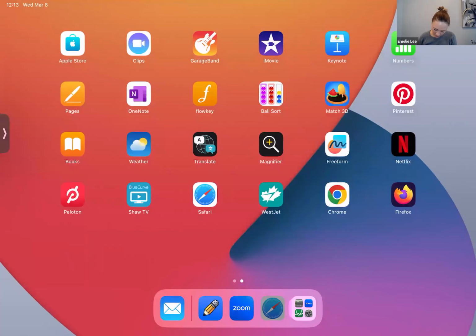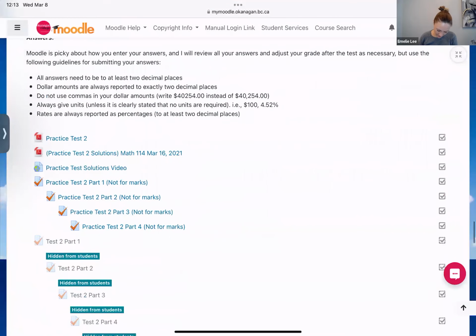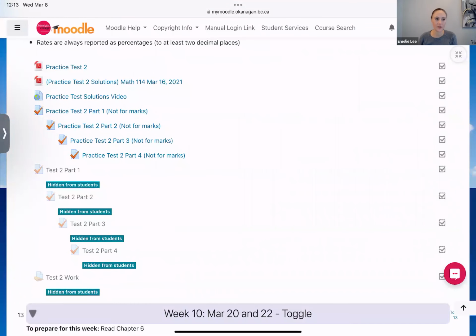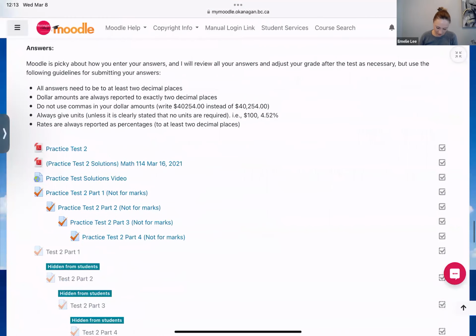Okay, and so going back to Moodle, here it looks exactly like this: part 1, part 2, part 3, part 4. Of course, it's hidden right now because it's not test day yet, but same thing. I did the same thing with test 1, part 1, part 2, part 3, part 4. I just didn't include it all in the screenshot.